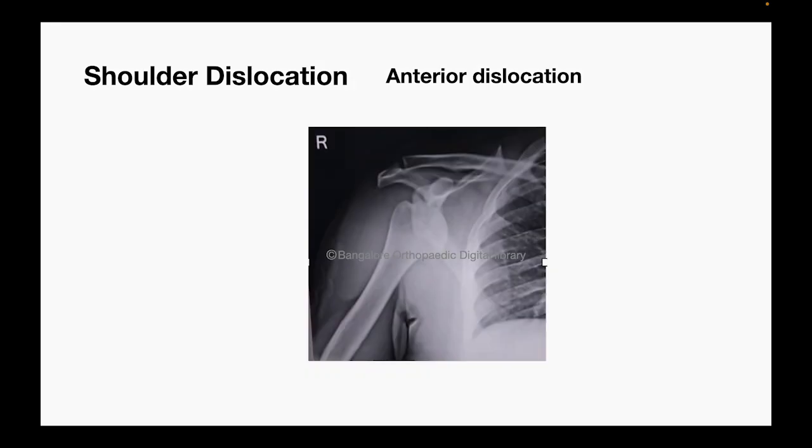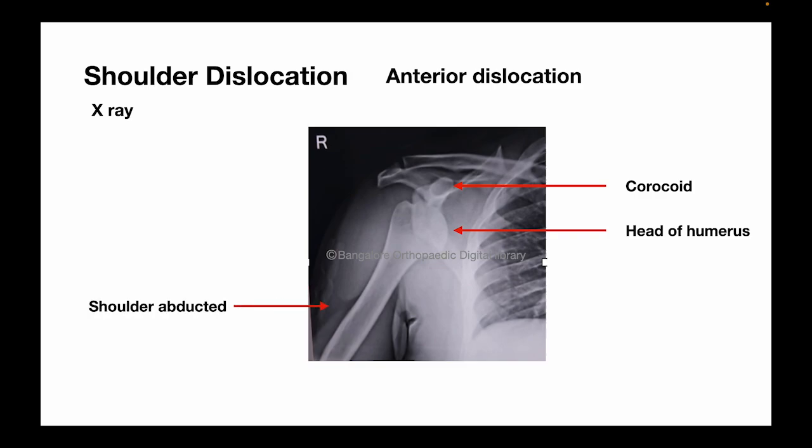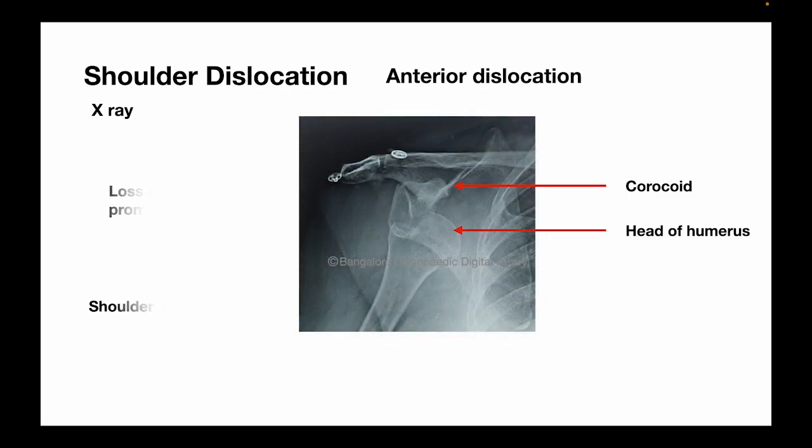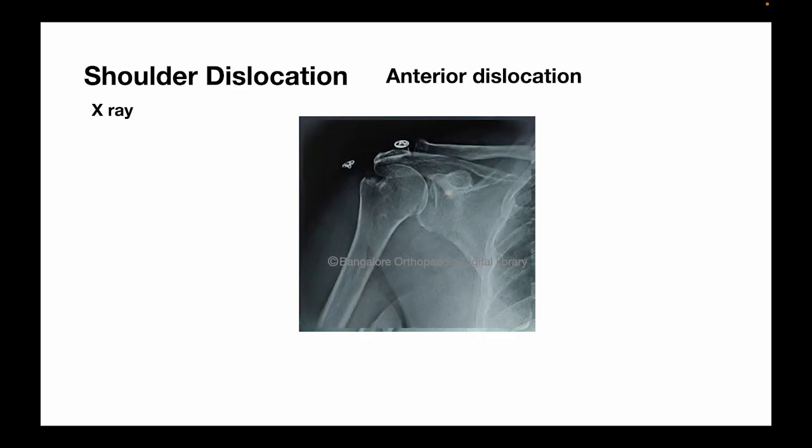In this radiograph, the humeral head is in the subcoracoid location with the arm abducted and loss of shoulder prominence. Here, you will see an empty glenoid fossa with subcoracoid location of the humeral head, and there is a Hill-Sachs lesion. Once the shoulder is reduced, the Hill-Sachs lesion becomes more obvious.